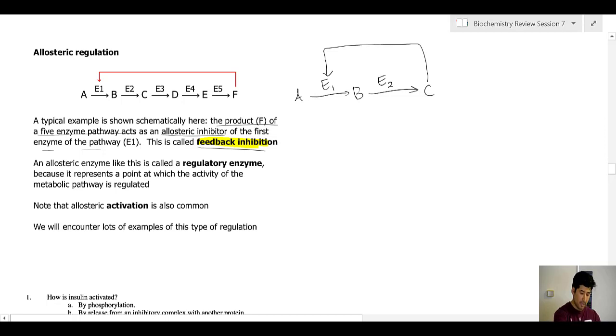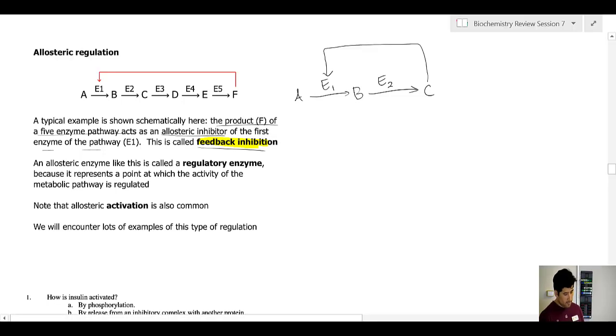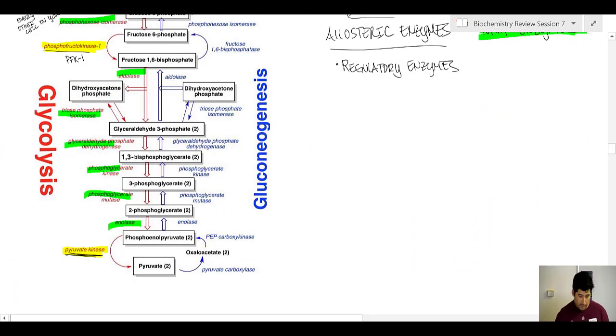For the example you see on the screen to the left, what is F doing to enzyme number 1? It's inhibiting it. The only way you know that is because the slide tells you. Usually there should be a plus or a minus sign. If you ever see a minus sign, that means it's inhibiting it. And if you ever see a plus sign, that means it's what? Activating it. You guys are going to see plus and minus signs in the glycolysis part of your lectures.